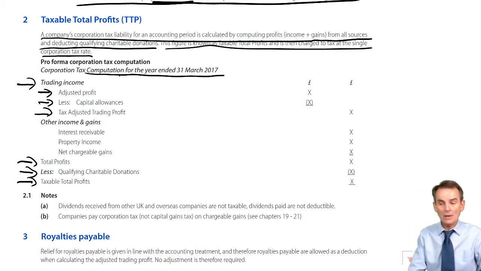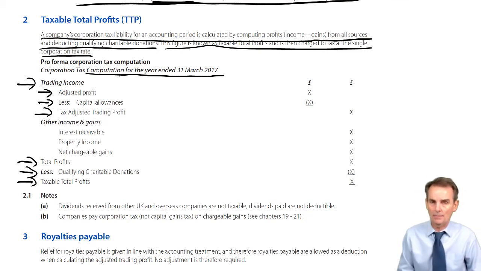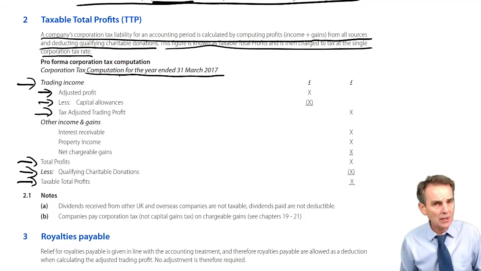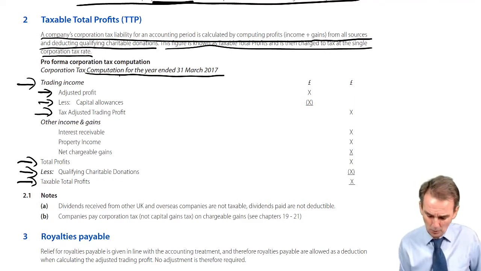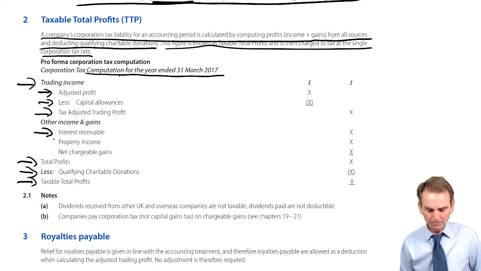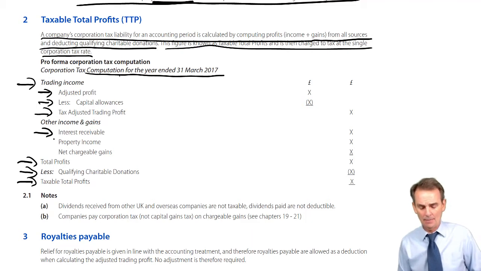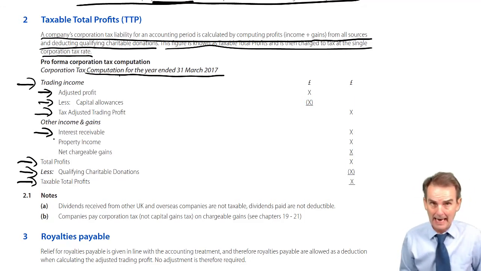What else comes in? Remember, we're taxed on our worldwide income and gains. We've already stated that dividend income is not subject to corporate tax, but what will be interest income. And the basis of assessment here, we work on an accruals basis throughout in terms of our income. Interest receivable, not received, interest receivable, therefore in line with the way in which the statement of profit or loss would have been prepared, again on an accruals basis. So interest receivable.